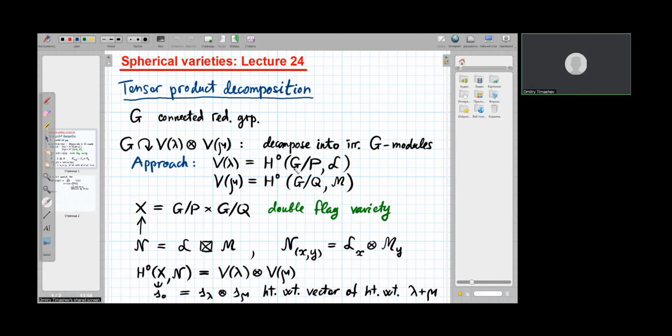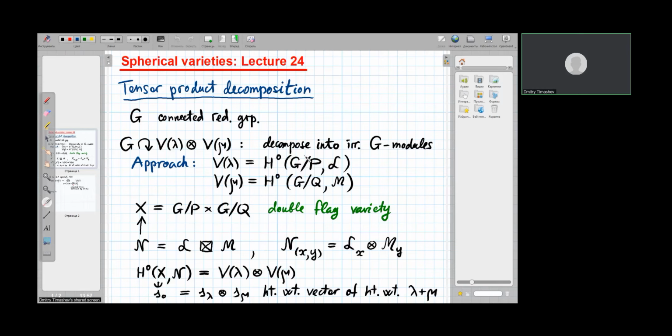The group which acts faithfully on the generalized flag variety is the adjoint group. So the center of the group G acts trivially on the generalized flag variety. So what acts faithfully is the adjoint group. The adjoint group acts faithfully on G mod P. But the action of the adjoint group of G may not lift to L. You have to take a finite cover.